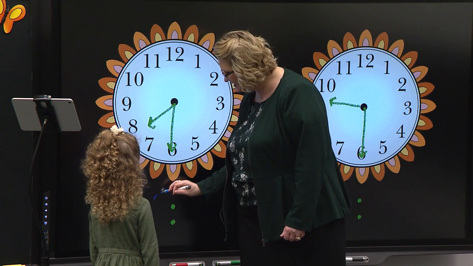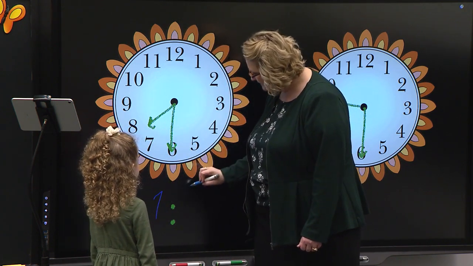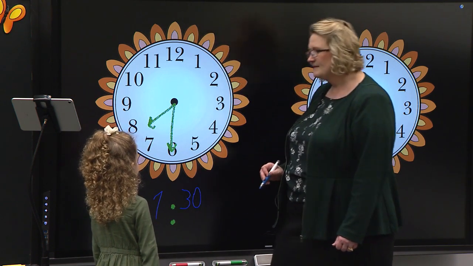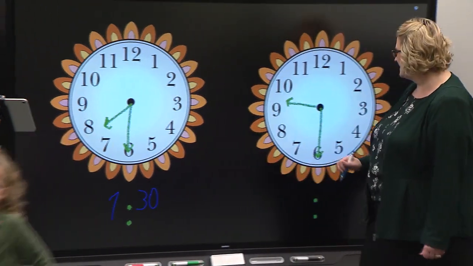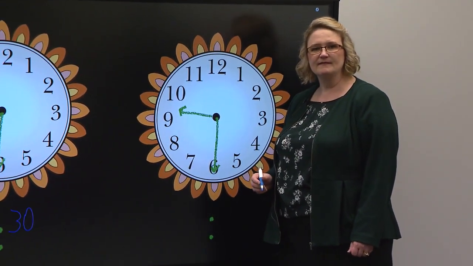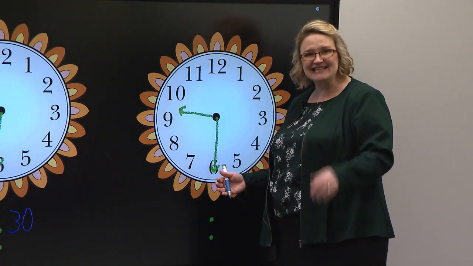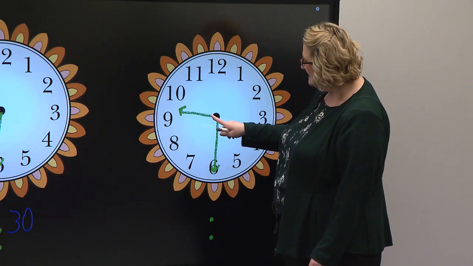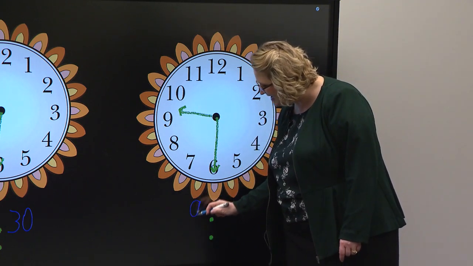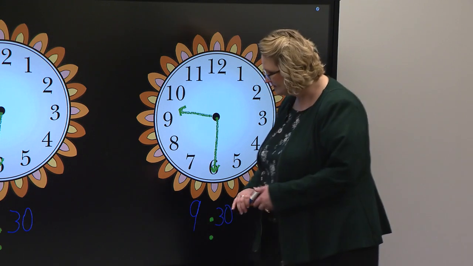So what time does your clock say? 7:30 or half past 7. Good. Friends watching, look at this clock right here. What time does the clock say? That was fantastic. You're right. It does say 9:30. Miss Hour, she's half past the 9, so that clock says 9:30 or half past 9.